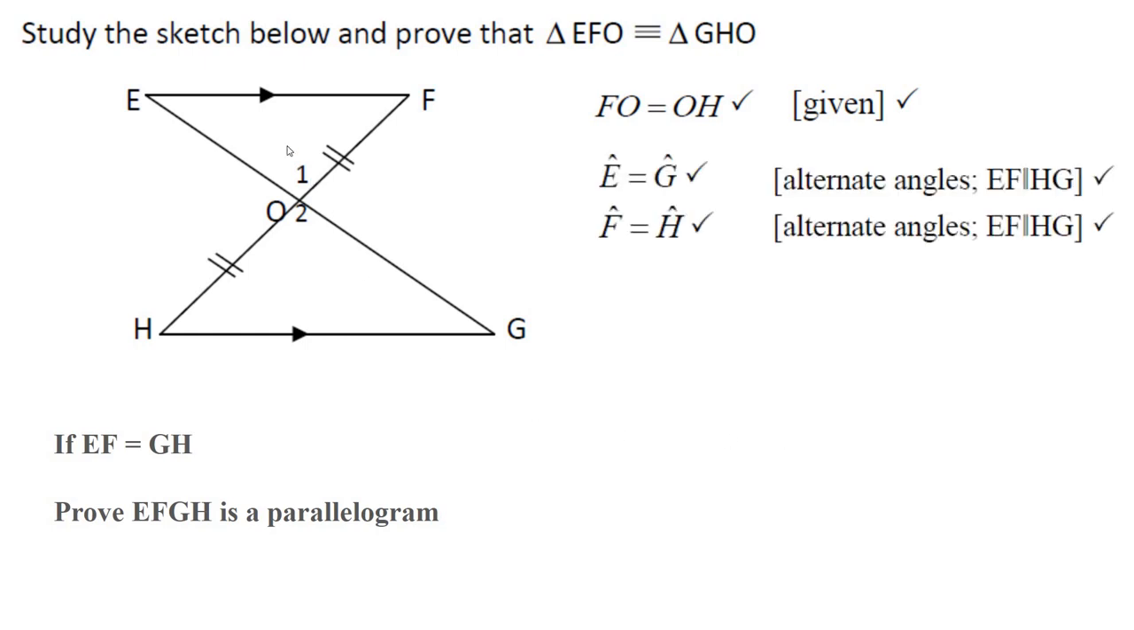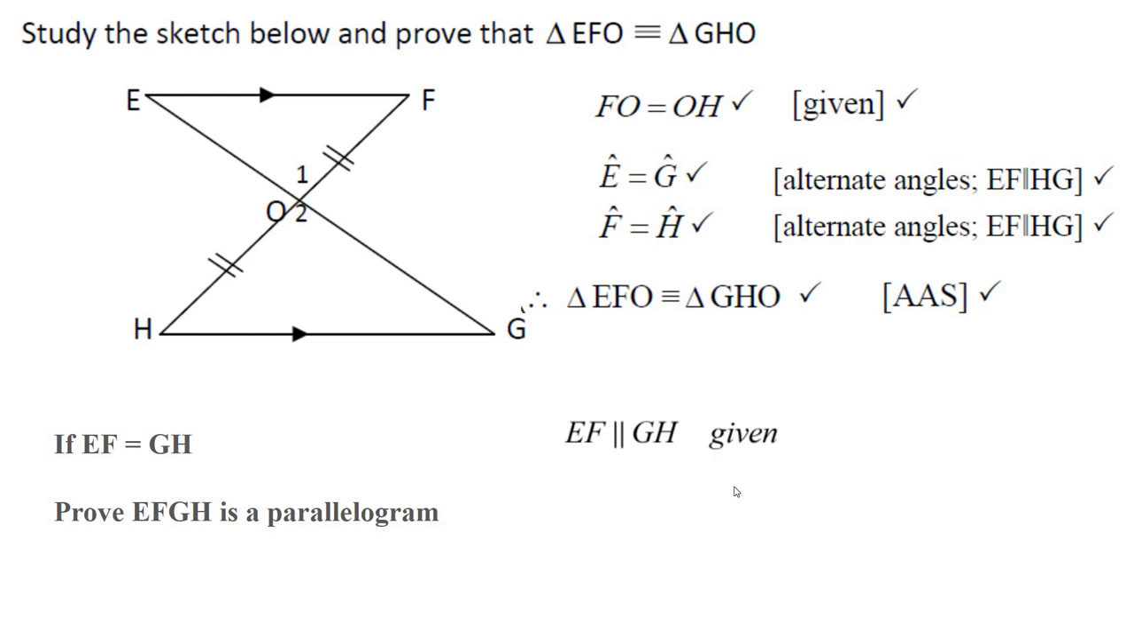Now, the next thing you can do, this is one way to do it. This angle E here has to equal this angle G because of alternate angles, because EF is parallel to HG. And F has to equal H because of alternate angles. And then you've kind of done it. You can say triangle EFO is congruent to triangle GHO because you have two angles and a side opposite the same angle too. That's why you can say angle, angle, side, because those sides are opposite the angles that we're talking about there. Okay.